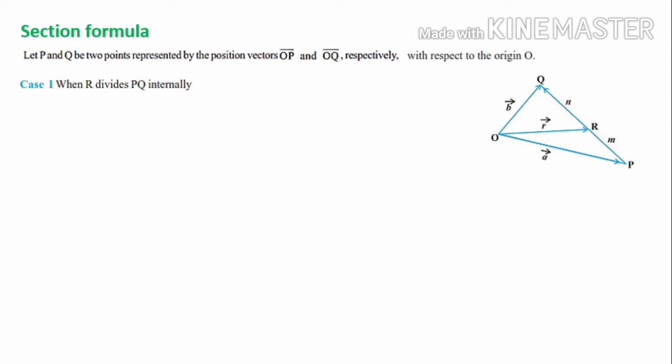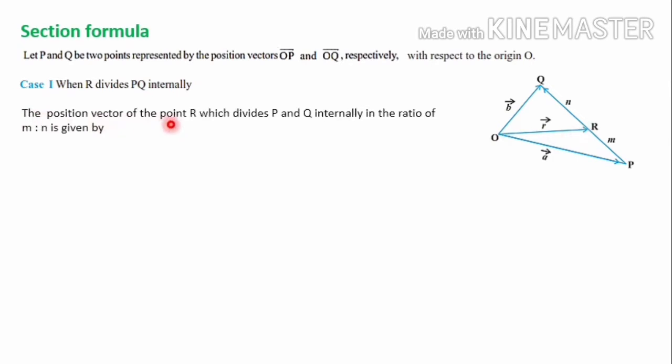R divides P and Q internally in the ratio m is to n. Then the position vector of R, which divides P and Q internally in the ratio m is to n, is given by OR. OR is equal to m into vector B plus n into vector A divided by m plus n.